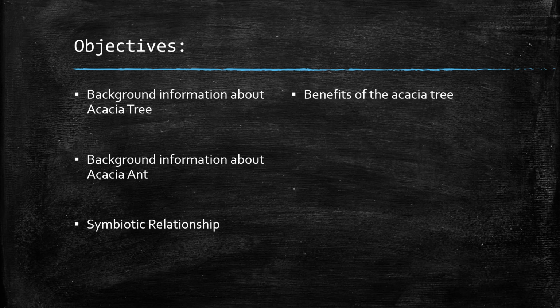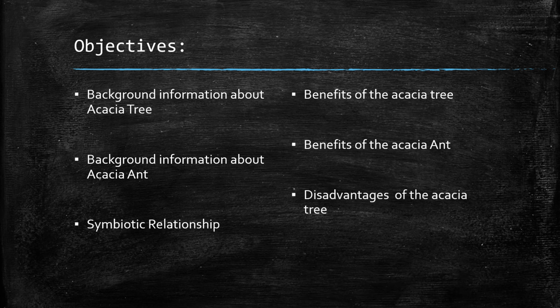My fourth objective, the benefits of the acacia tree. My fifth objective is some benefits of the acacia ants. My sixth objective is some disadvantages of the acacia tree.